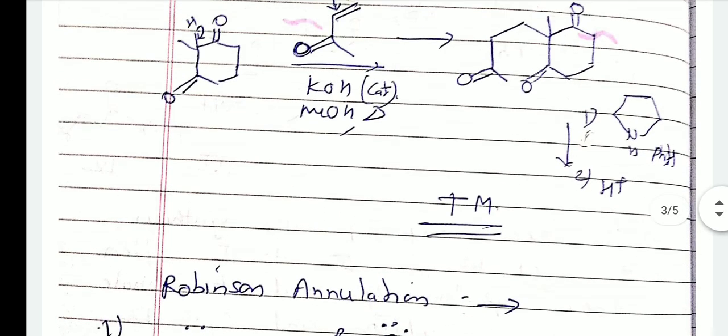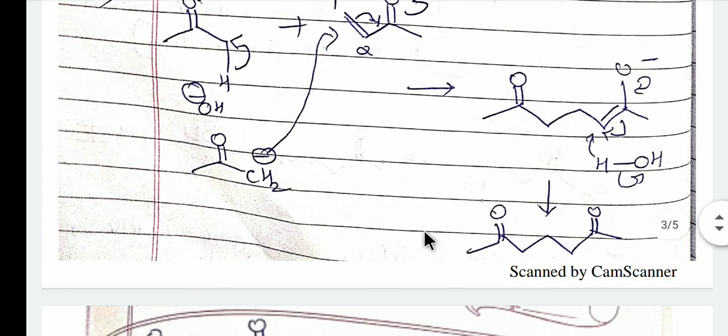The Robinson annulation reaction is very useful in steroid chemistry because by this reaction we can easily convert one cyclic compound into another cyclic compound, and we can easily synthesize cyclic compounds during the synthesis process of the steroid.